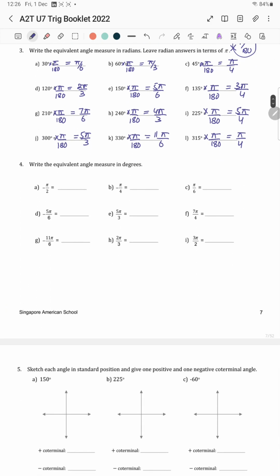Write the equivalent angle measure in degrees. Now we are going to convert in degrees, and to convert in degrees, you need to do the opposite, that is multiply by 180 by pi.